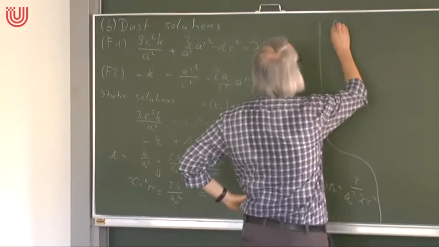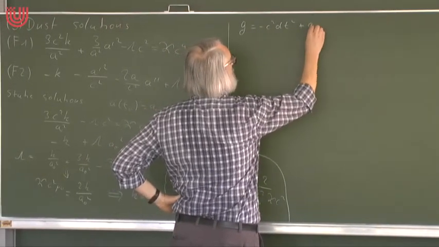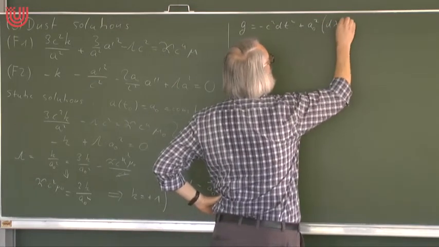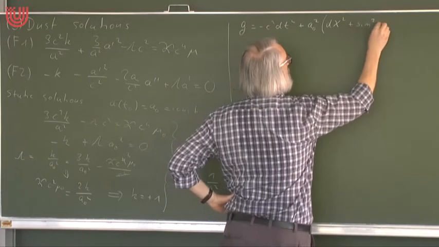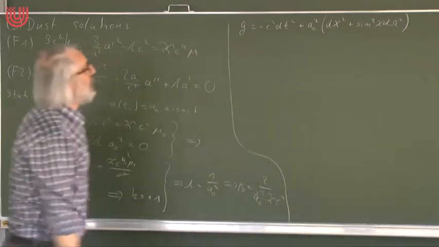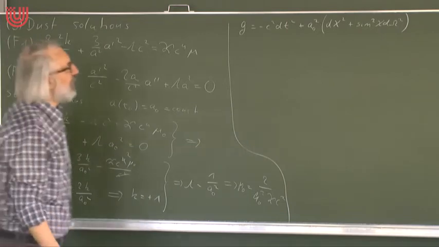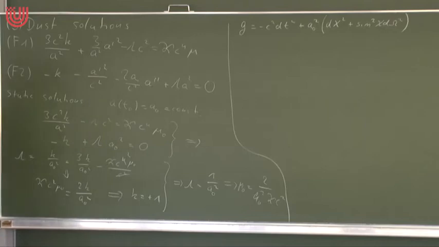So the metric is minus c squared dt squared. Our scale factor is a constant now, a naught squared. And for the spatial part, we have k equal plus 1, so I have here sine squared chi, d omega squared. And actually, we have considered this metric already on one of the worksheets. I just gave it there without deriving it in any way from a field equation.